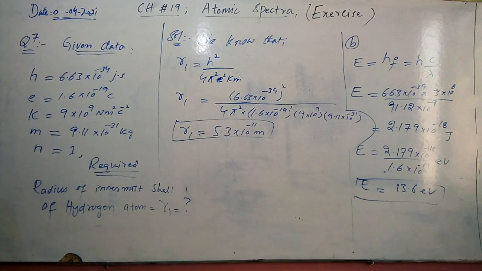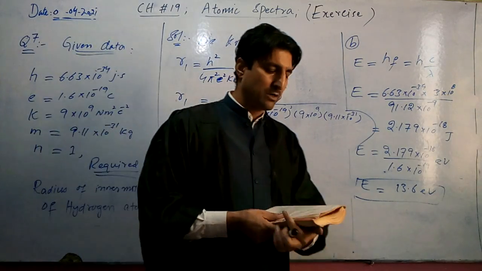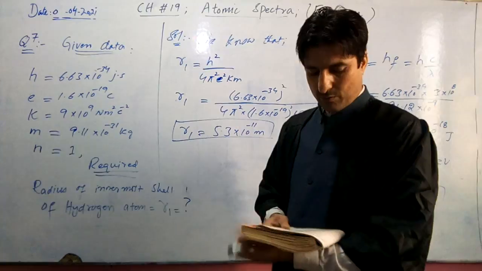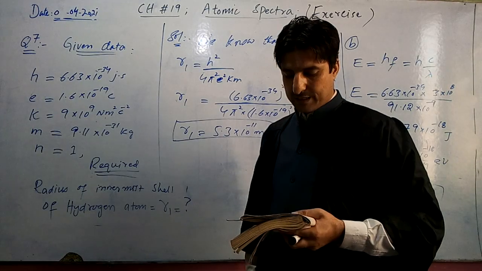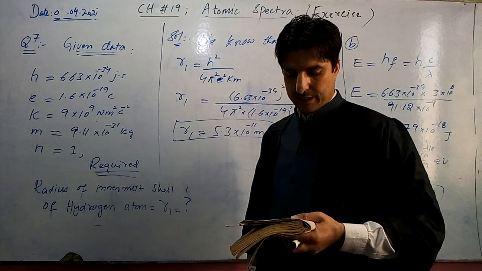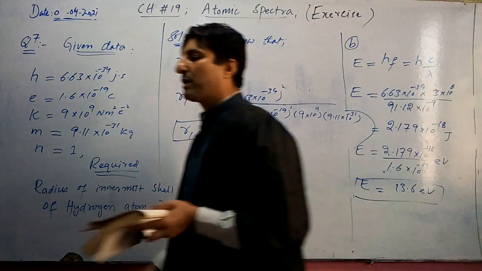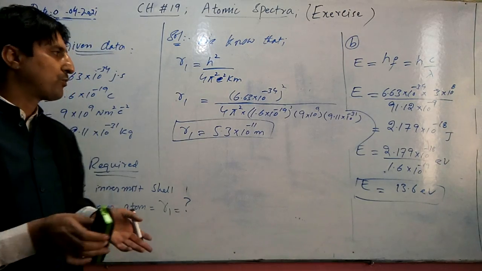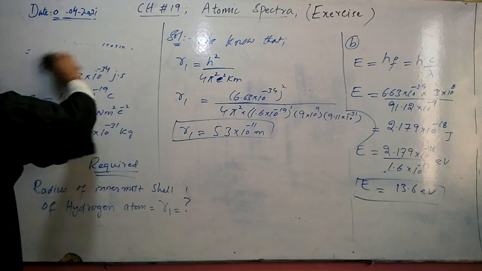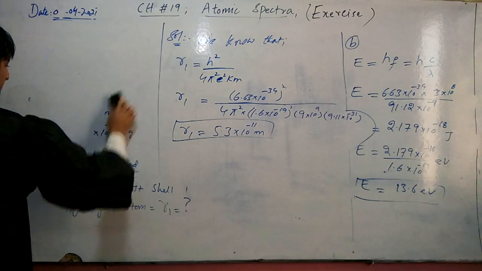Now in question number 8, it is stated to determine the energy associated with the inner orbit of the hydrogen atom. In this question we have to calculate the energy of the innermost orbit, the second orbit, and what energy an incoming photon must possess to raise an electron from the first to the second orbit. So let's write the data from the statement.